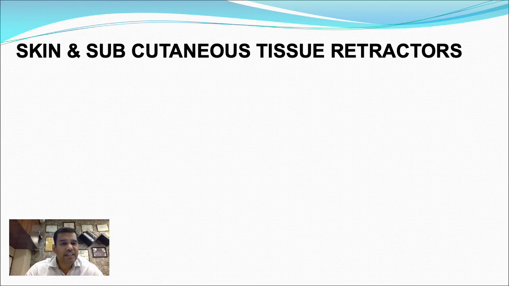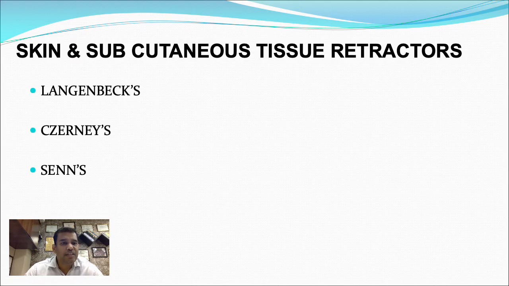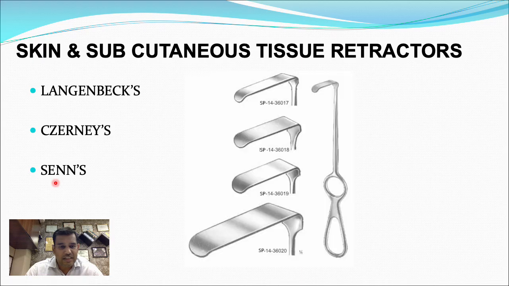So, skin and subcutaneous tissue retractors. There are three commonly used types: one is the Langenbach's retractor, second is the Zerni's retractor, third is the Sen's retractor. See this, this is Langenbach's retractor. How do you identify it? L for Langenbach, so it is an L-shaped instrument. First point is to identify the instrument. This is a Langenbach L-shaped instrument.